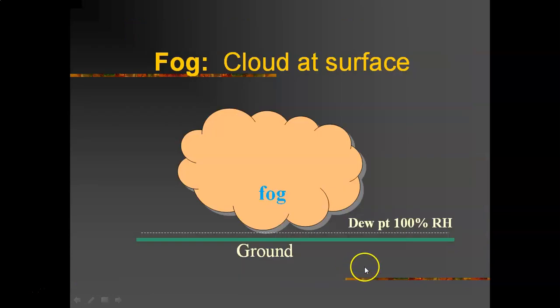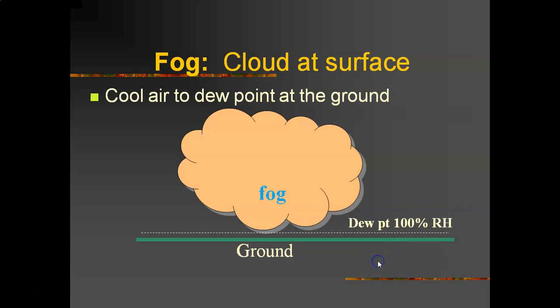Now, I just kind of want to move on and talk about another kind of cloud formation. But this cloud is forming at the ground, not at 2,000 or 3,000 feet, by cooling the air. I want to talk about fog. And fog is nothing more than a cloud that is formed at the Earth's surface.